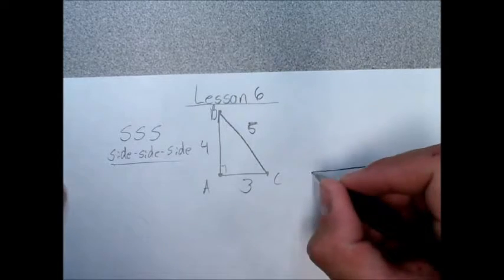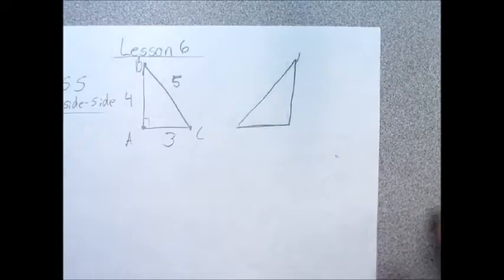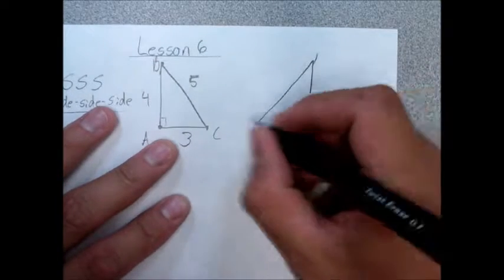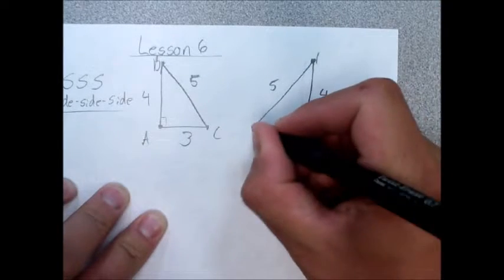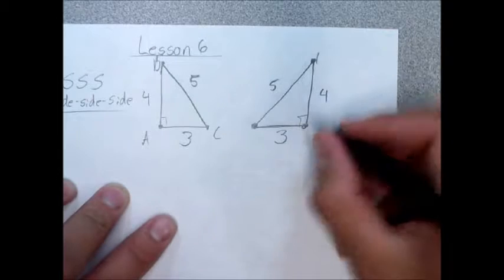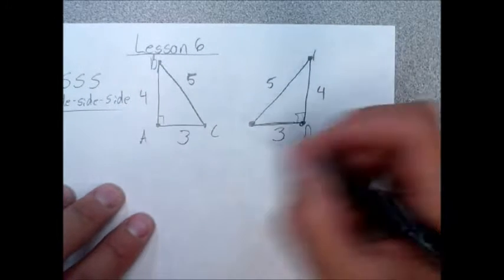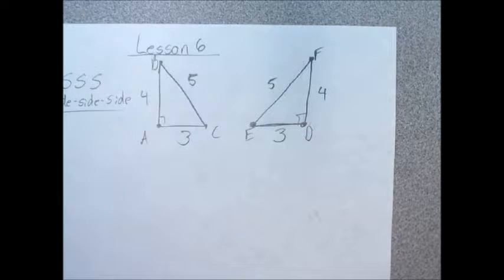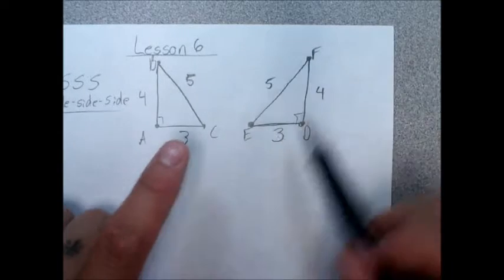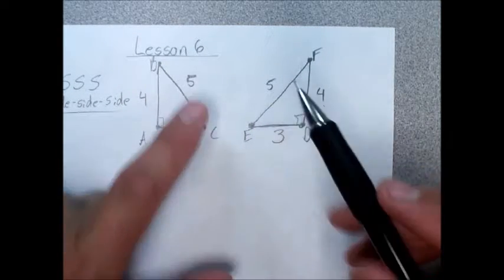So I'm going to create another triangle over here. I'm just going to kind of mirror it the best that I can. If I could draw a pretty triangle, that would be wonderful. Goodness. Okay, so I'm not a great artist here. But let's pretend that this is a right triangle and that this is 3, this is 4, and this is 5. I'm going to name these D, E, F. D is going to be my right angle. So, since it has 3 congruent sides, here, here, and here, then I know that these two triangles are congruent.